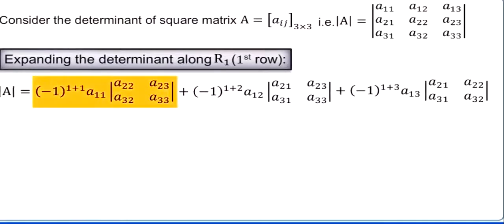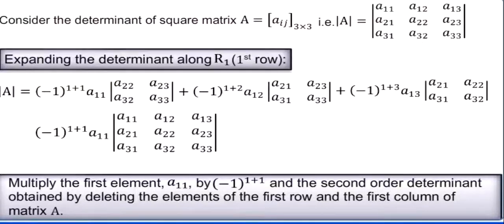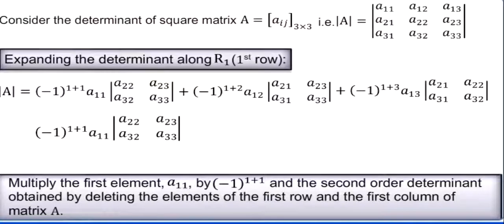Observe the first term of the right-hand side of the expression. It is obtained by multiplying the first element, A11, of the first row by -1, whole raised to the power of 1 plus 1, where 1 plus 1 is the sum of the suffixes of A11, and the second-order determinant obtained by deleting the elements of the first row and the first column of matrix A. This second-order determinant is known as the minor of A11.